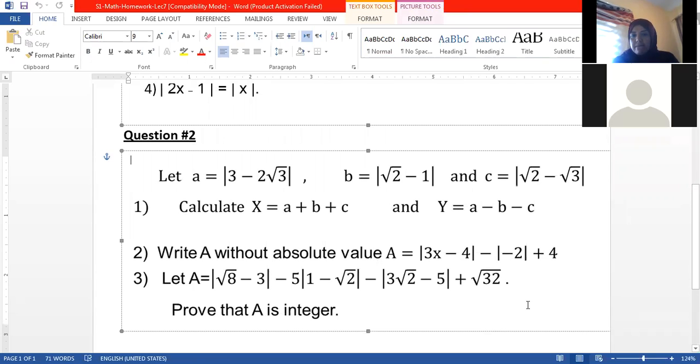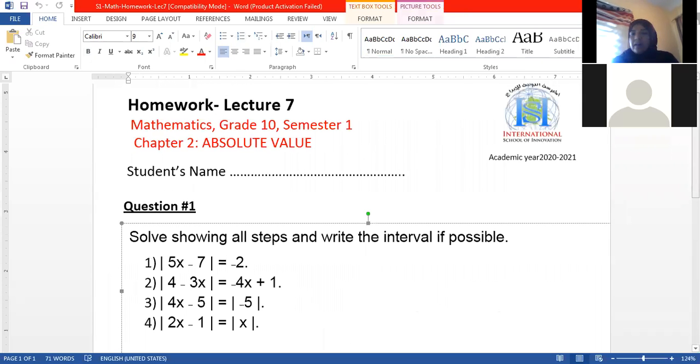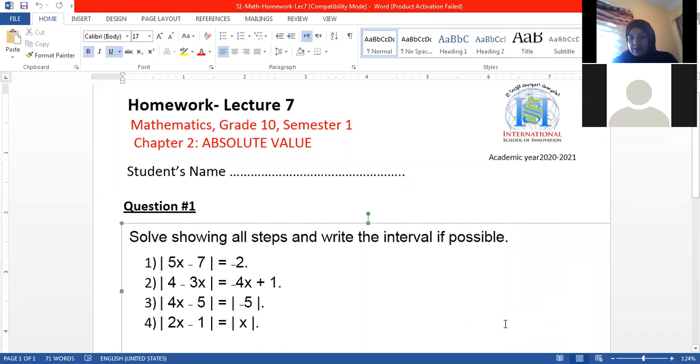Miss, since it's equal to -2, it's impossible. Very good, very good. Because absolute value should have a positive value. Positive. And very good. So this is impossible. Very good. Now the second one, how do we solve it?